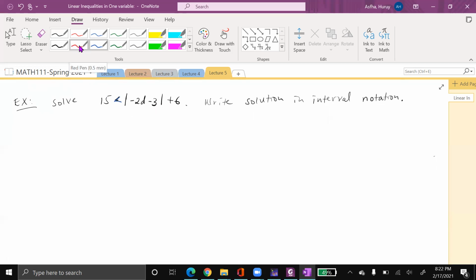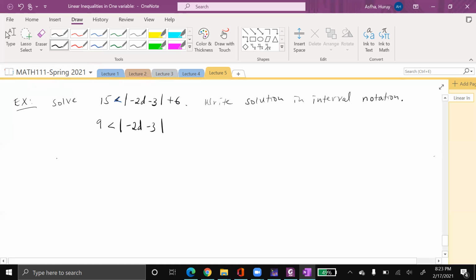So the first thing that we need to do is we always want to isolate this inequality, the absolute value. Sorry, we have to isolate the absolute value, and to do that, we subtract 6 from both sides, and we have 9 on this side less than the absolute value of negative 2d minus 3.